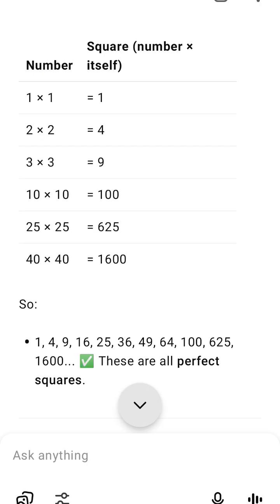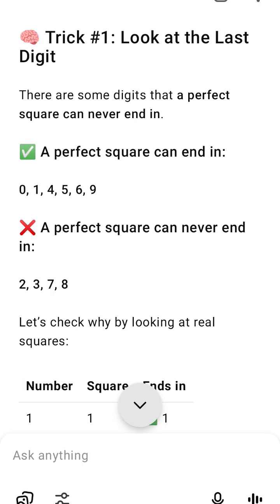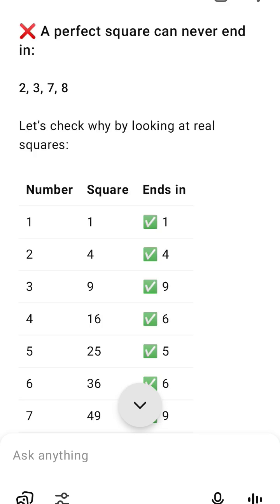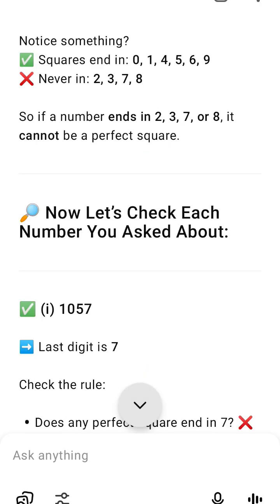89722. Last digit is 2. Check the rule. Does any perfect square end in 2? No. So 89722 is not a perfect square. Reason: it ends in 2, which no square can. Let's check nearby perfect squares. 299 squared equals 89401, and 300 squared equals 90,000. So 89722 is between them, not a square.